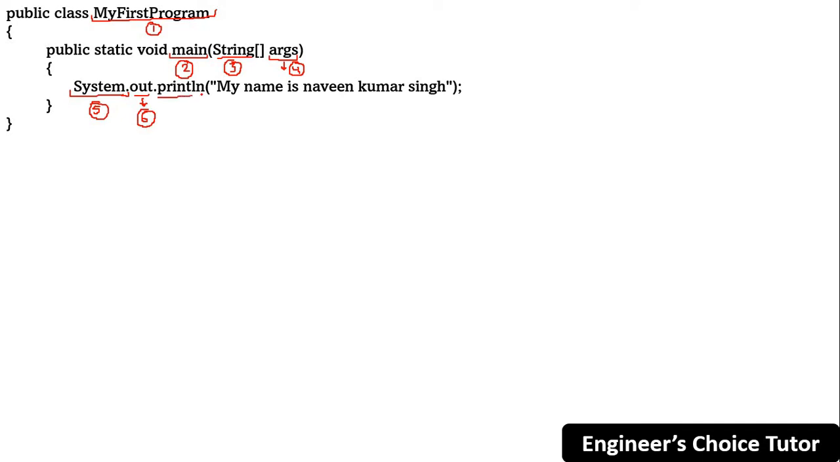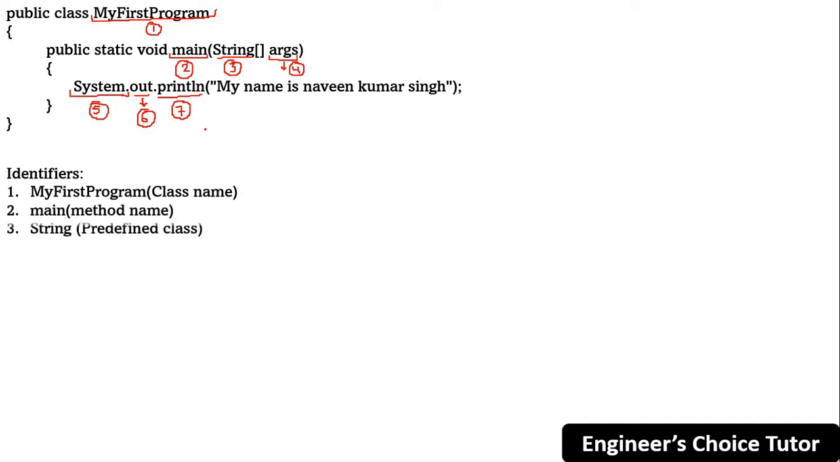Now this println, you know, this println is a method that is present in the PrintStream class. So this is also an identifier. So in total we have 7 identifiers here.